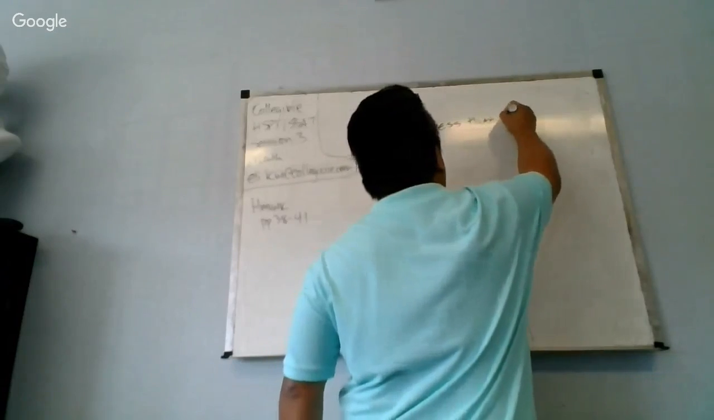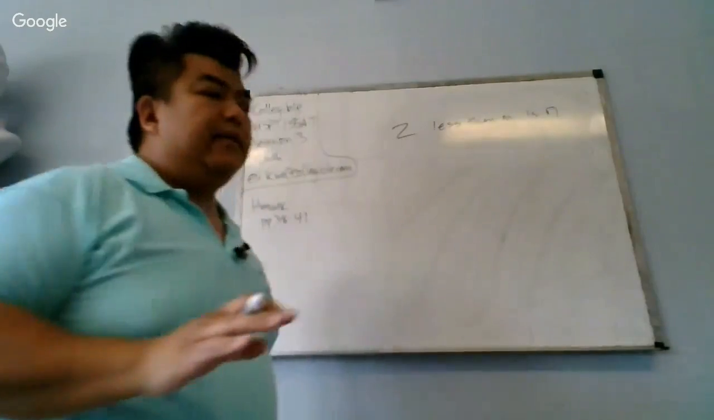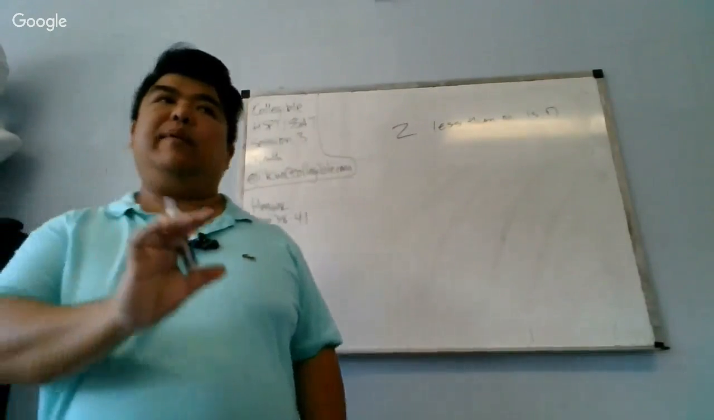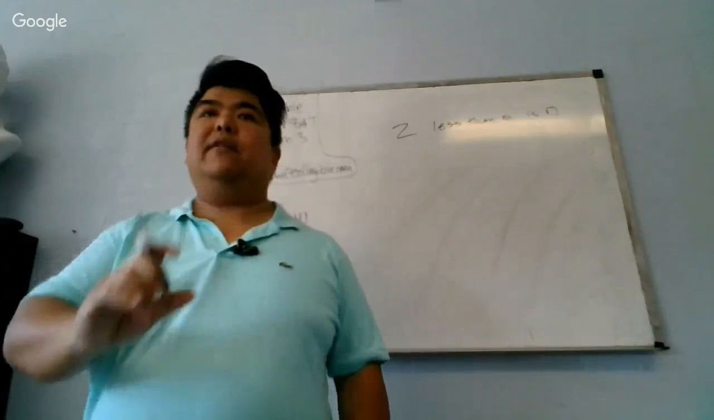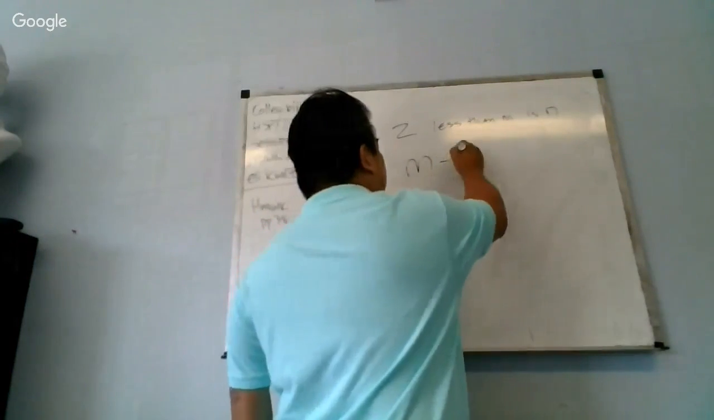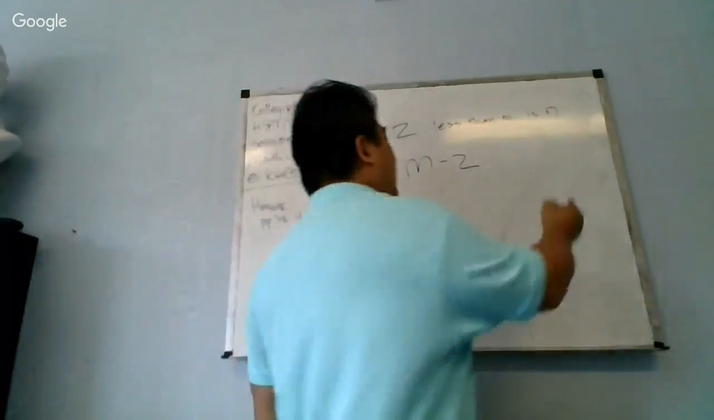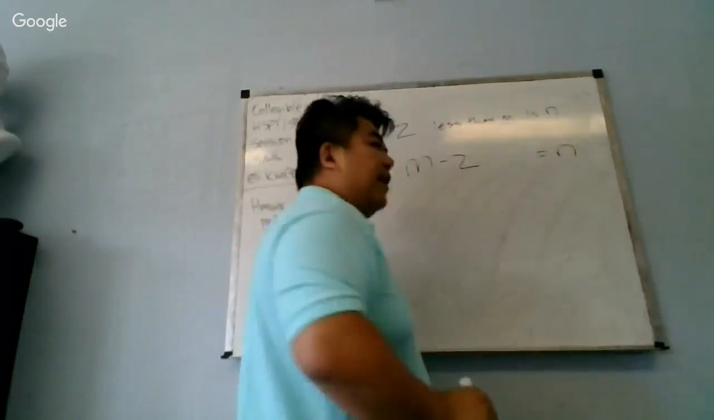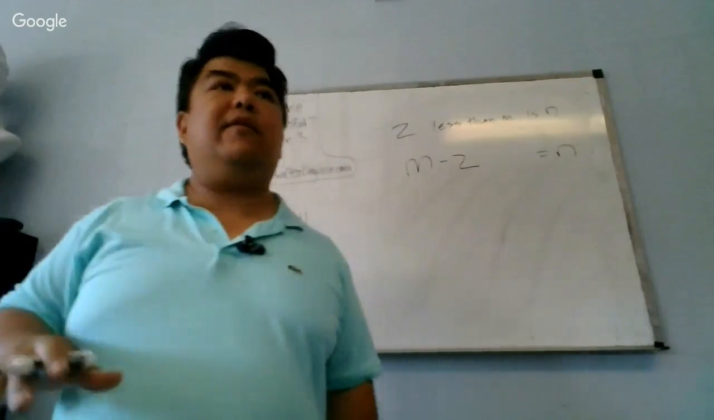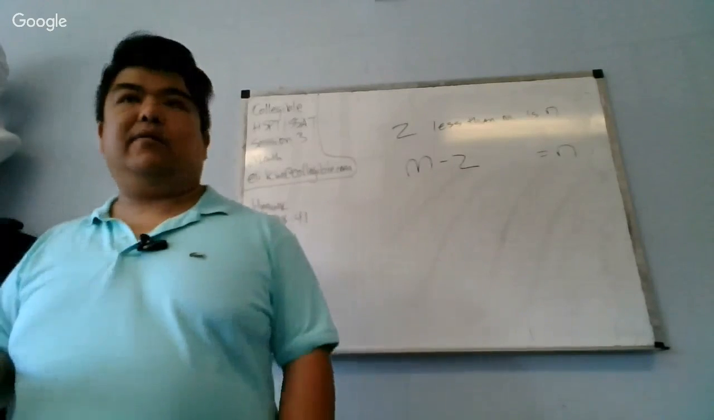2 minus M equals 1. Less than M. Okay, so it's a little bit different. 2 less than, Victor? M minus 2. This is tricky. And then what's the rest of it, Victor? Equals N, right? That's correct. So this is one of those tricky things we talked about earlier: less versus less than. So this is M minus 2. Okay?